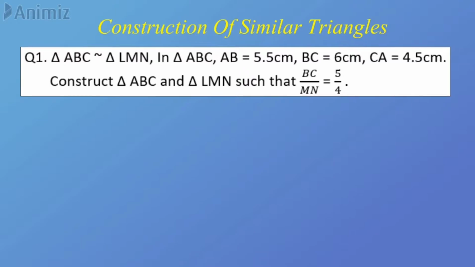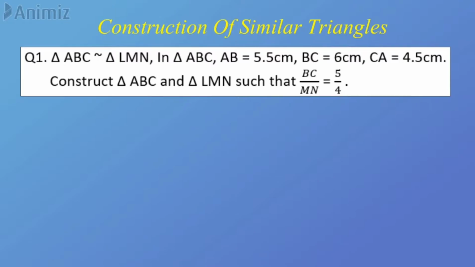Now triangle ABC is similar to triangle LMN. Here all the vertices of the first triangle and the second triangle are completely different. In triangle ABC, AB is 5.5 cm, BC is 6 cm, CA is 4.5 cm. You are asked to construct both the triangles such that BC upon MN equals 5 upon 4.